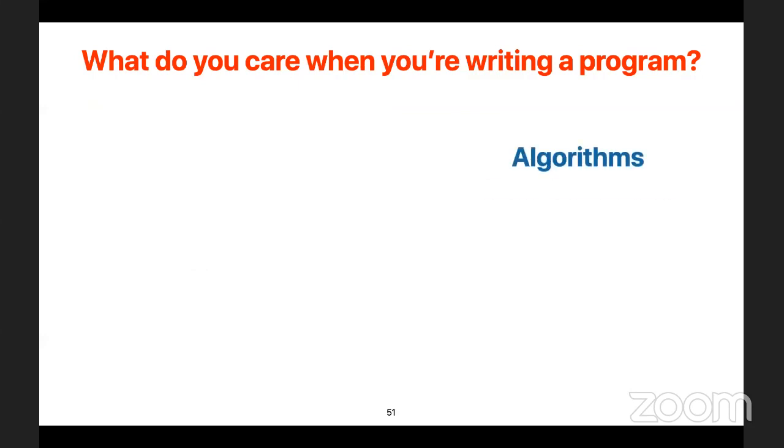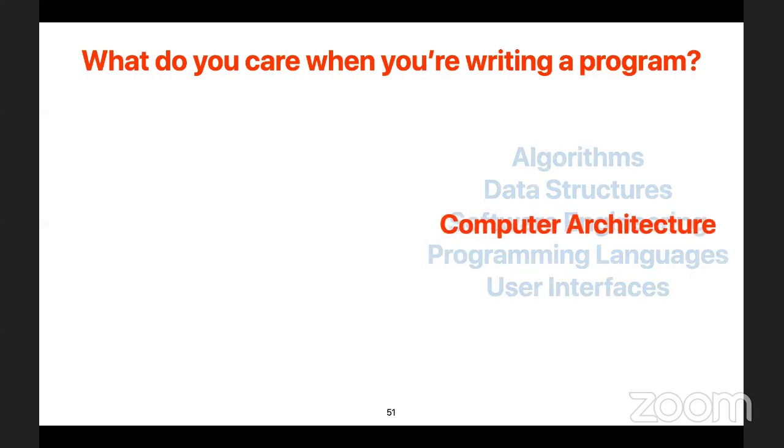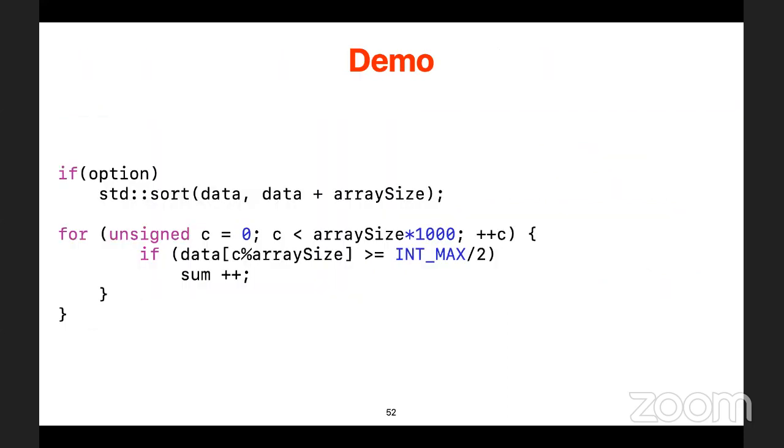So these are the things that you care about. You care about algorithms, you care about data structures, and a lot of you talk about readability, right? Software engineering, that's it. Some of you care about user interface. But most of the time before this lecture, when I talk about computer architecture, I know what you think: I don't care, as long as it runs. Before taking 141, I guess most of you don't think computer architecture has anything to do with your programming. So right now I'm going to give you a demo.